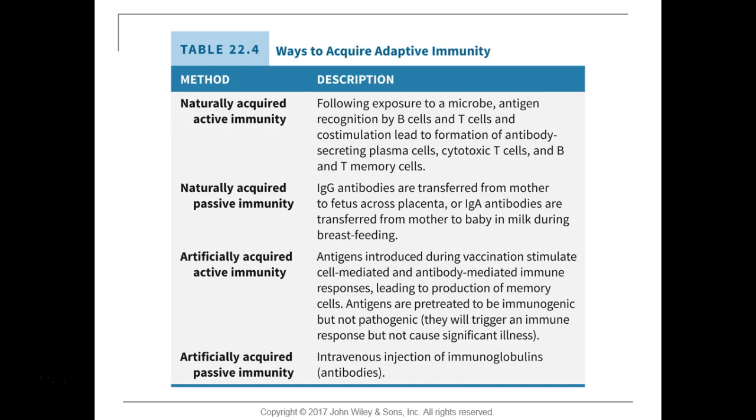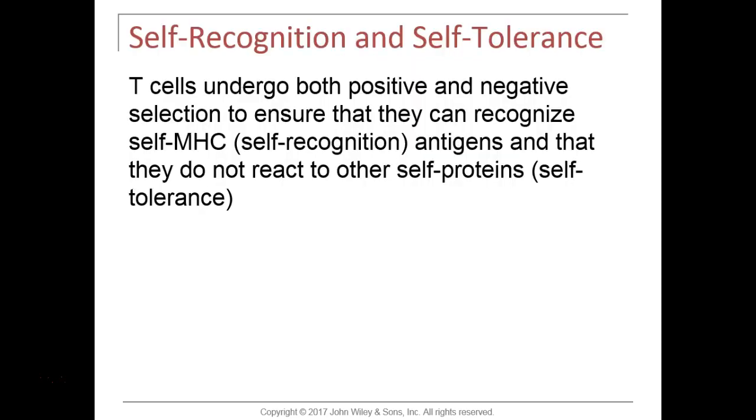Artificially acquired passive immunity is when we go to the hospital or the doctor because we have a really bad infection and they hang a bag of immunoglobulins on us. So they actually can give us antibodies against a particular pathogen in our body to help eradicate the pathogen that way. It's called artificially acquired passive immunity.